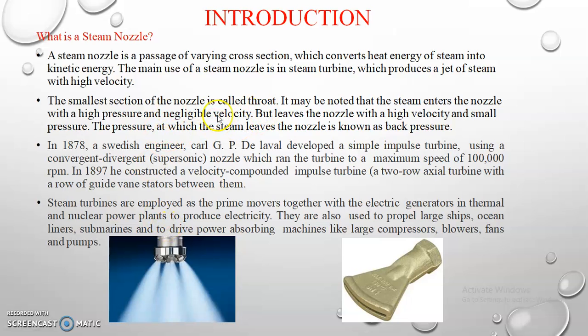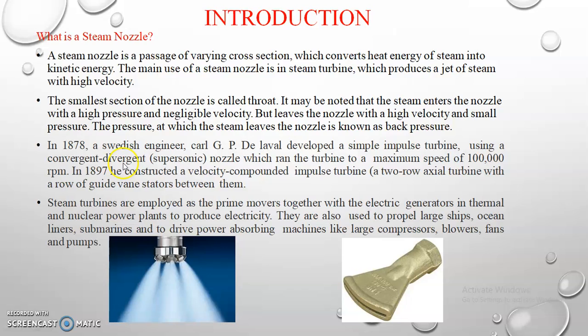The smallest section of the nozzle is called the throat. The nozzle has a convergent section, a throat and a divergent section. The smallest section is the throat. It may be noted that the steam enters the nozzle with high pressure and negligible velocity, but leaves the nozzle with high velocity and low pressure. The pressure at which steam leaves the nozzle is known as the back pressure.